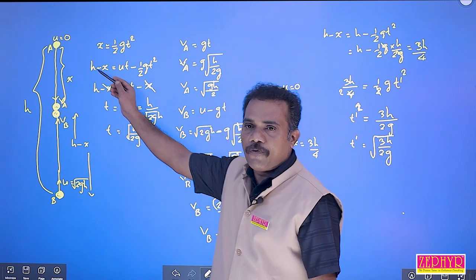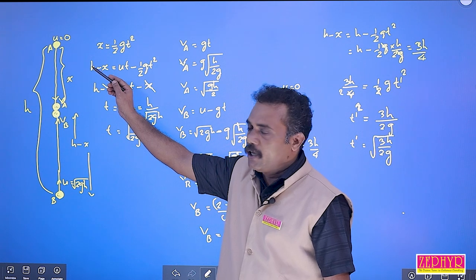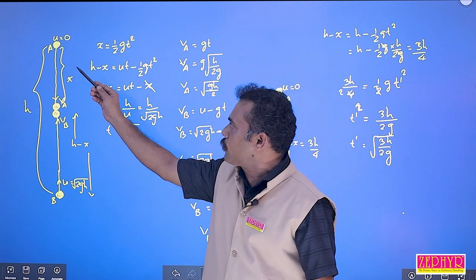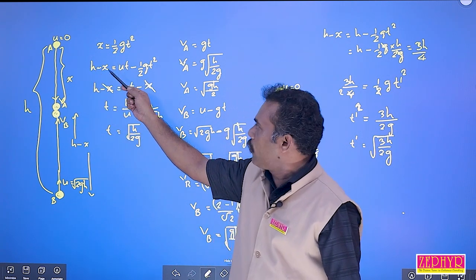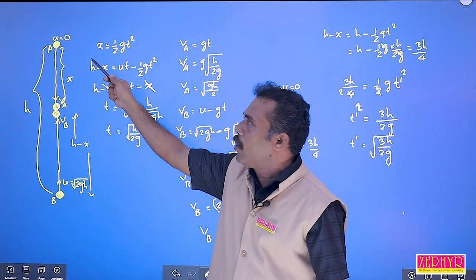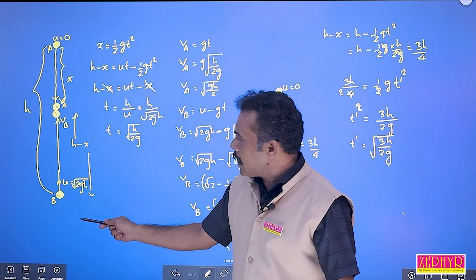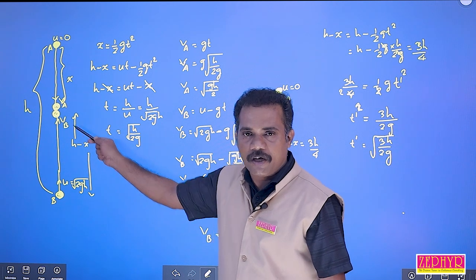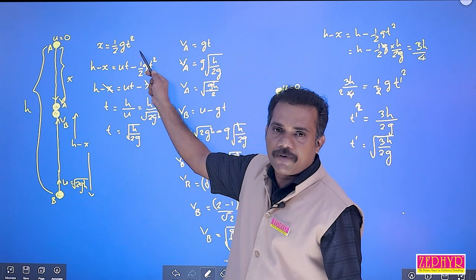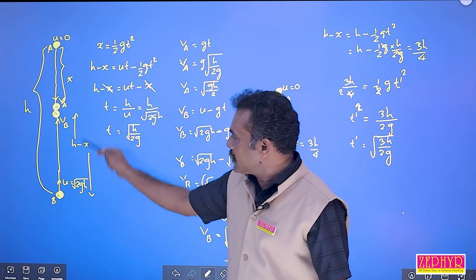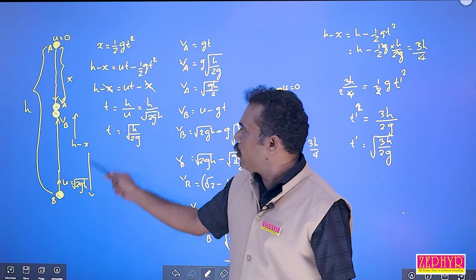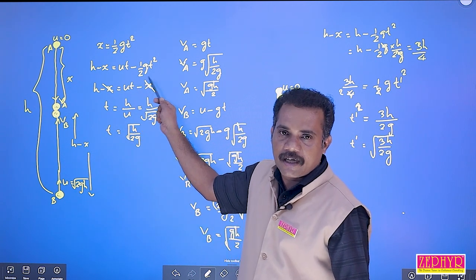In the case of A, u is 0. So in the equation s equal to ut plus half at square, u is 0. Therefore this distance x equal to half gt square. In the case of B, it travels a distance h minus x for collision. The t is the time taken for the collision. In this case there is initial velocity, so s equal to ut minus half gt square.